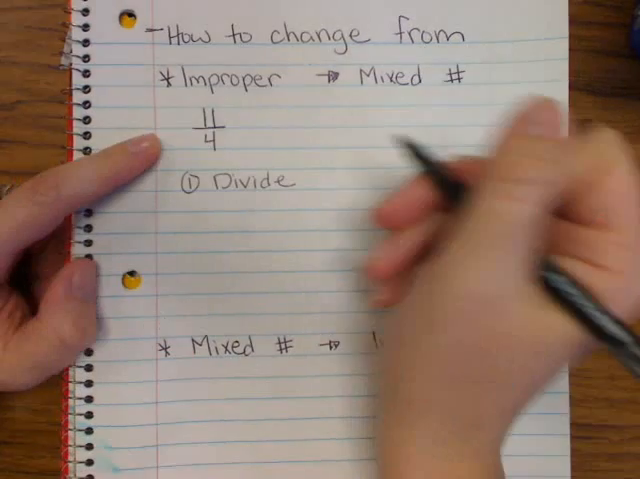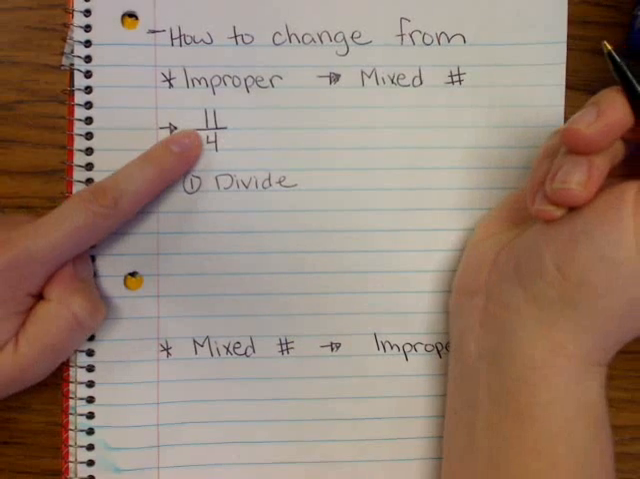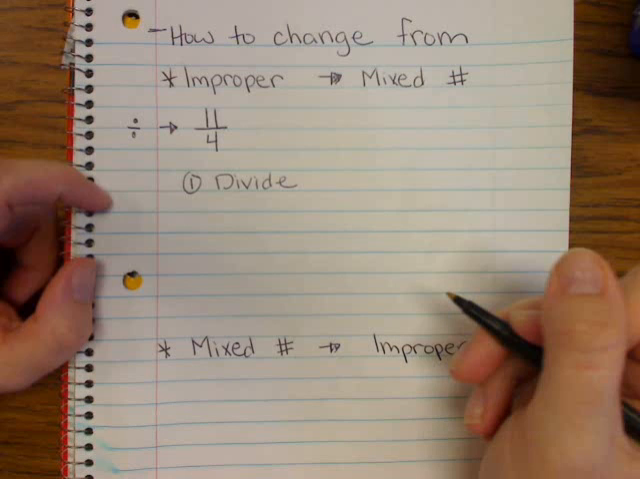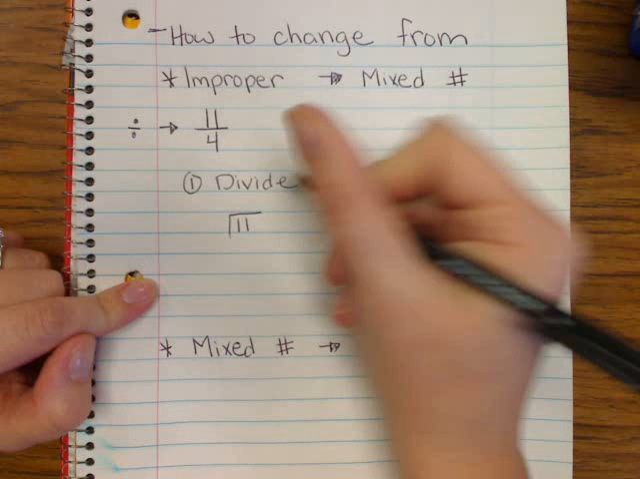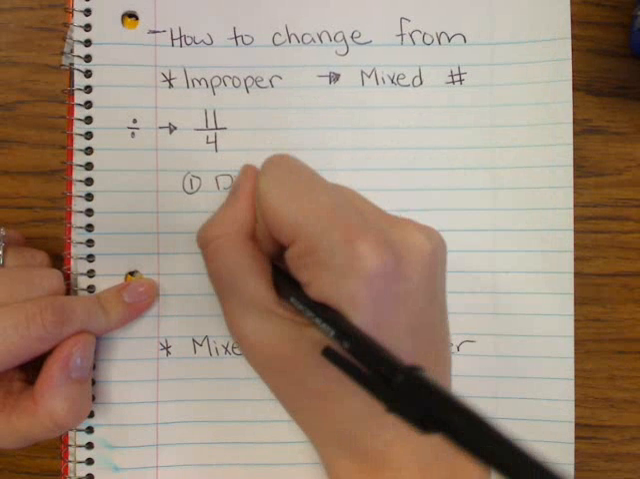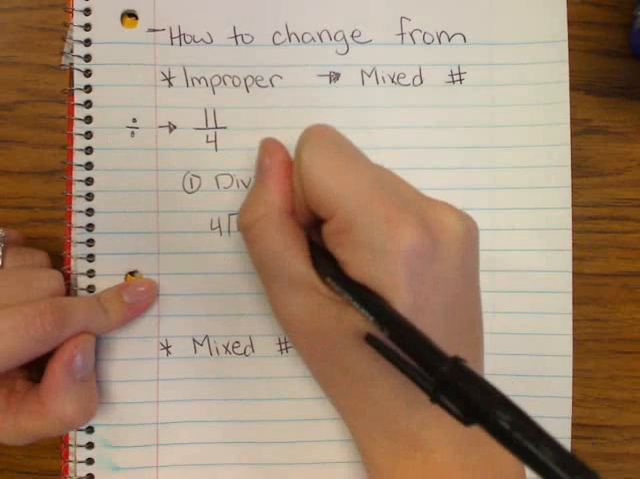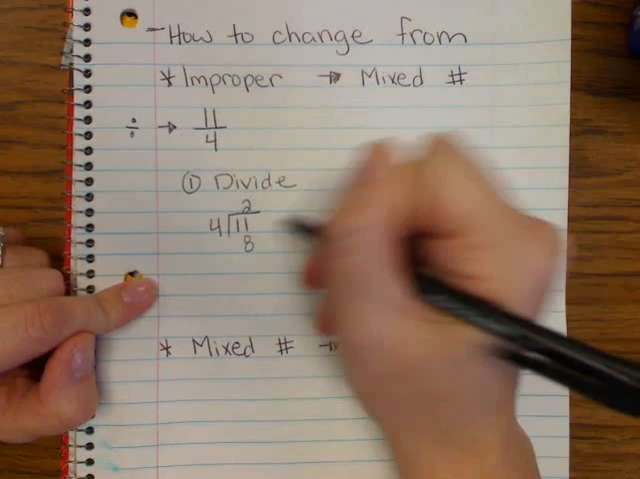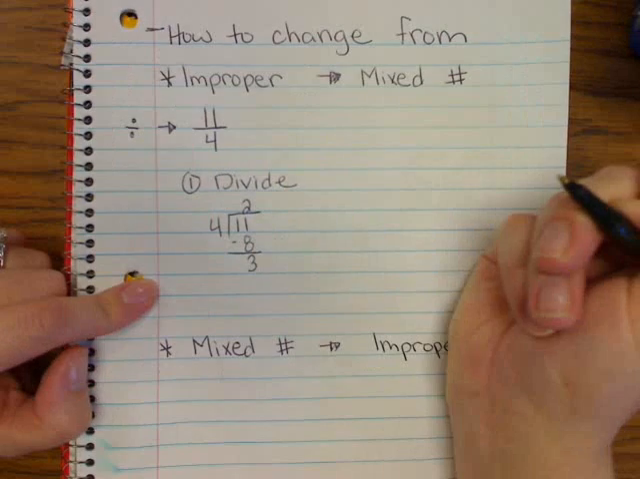Remember that that little line right here on a fraction, that little fraction bar, actually means division. So we're going to divide 11 divided by 4. Top dog goes in the house. How many times can 4 go into 11? It can go twice. 4 times 2 is 8. You subtract and you get 8, 9, 10, 11, 3.